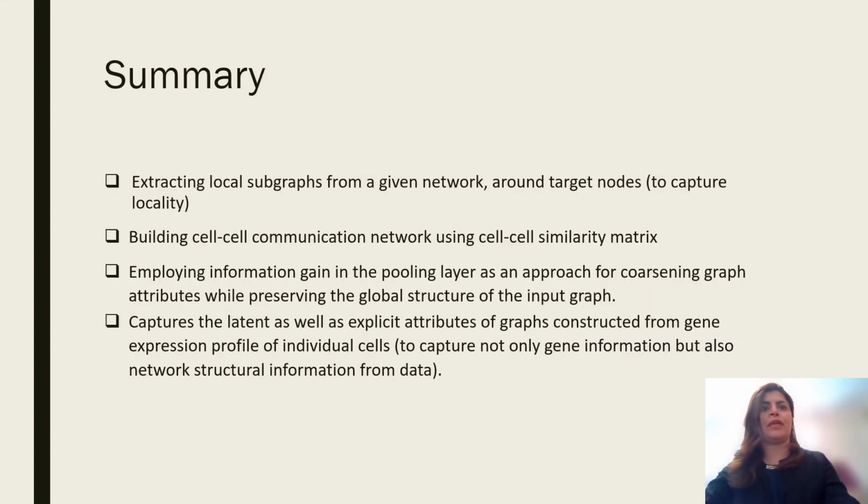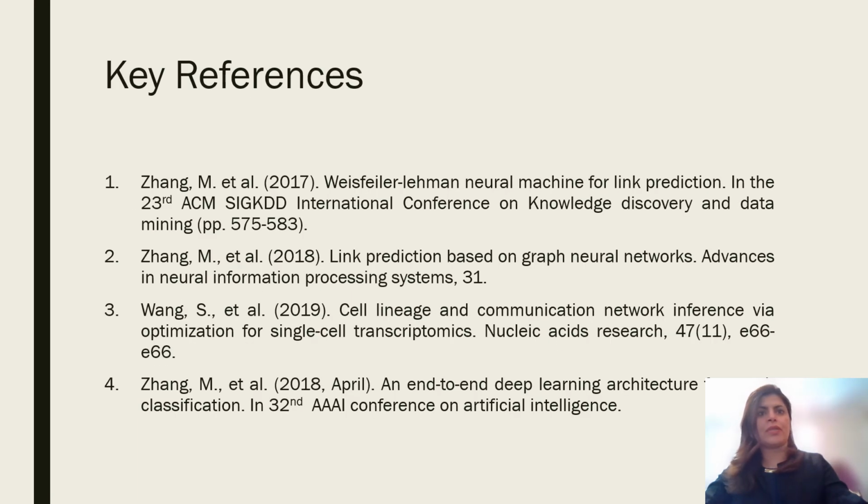In brief, the key ideas used in this work are extracting a local subgraph from a given network around the target nodes to capture locality, and building cell-cell communication using cell-cell similarity metrics. We employ information gain in the pooling layer as an approach for coarsening the graph attributes while preserving the global structure of the input graph. And we also capture the latent as well as explicit features of the graph constructed from the gene expression profile of individual cells. The key references used in this study are as follows.